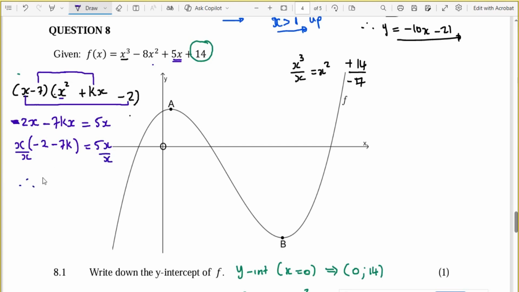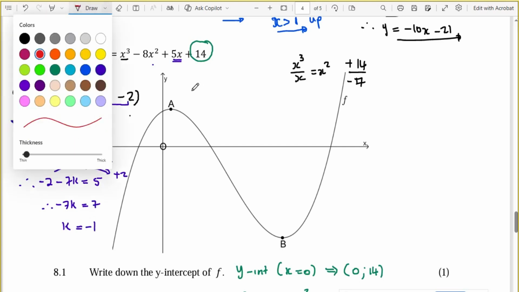The aim is to calculate k, remember? So this will be minus 2 minus 7k is just 5. Therefore, let's move the 2 to the other side. This will give us minus 7k to be 7. You understand? Because the 2 comes this side to be plus 2. Then, if you divide both sides by that minus 7, this gives us k to be negative 1.